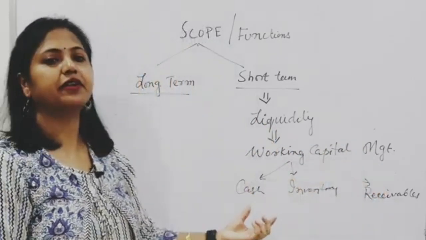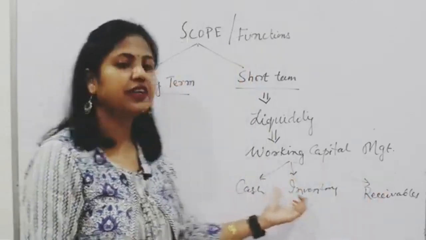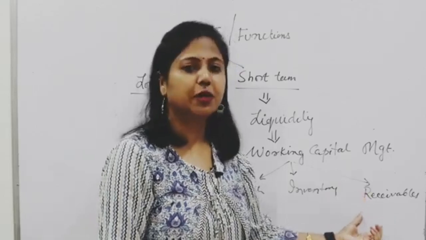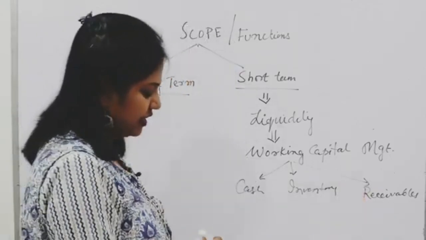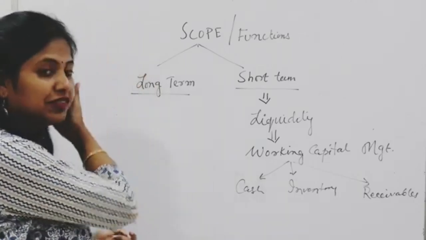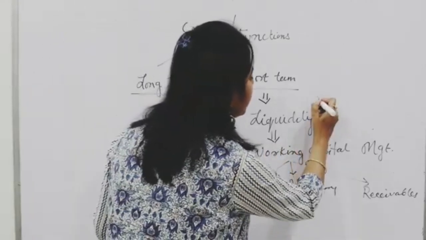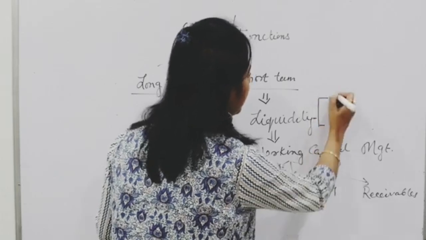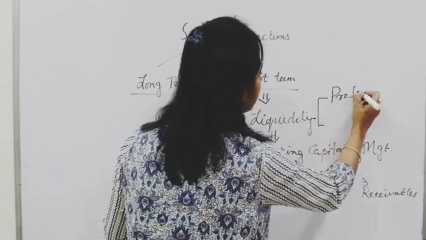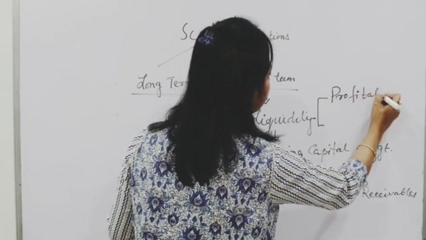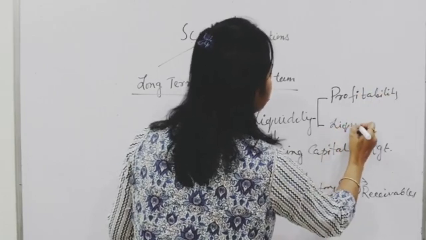And under working capital management we split up into three distinct management: cash management, inventory management, and receivable management. Now one thing that I would like to specify here, friends, is that under short-term decision making we want to ensure liquidity. Two things come into picture. One is profitability, and the other one is liquidity. Now what is this actually?